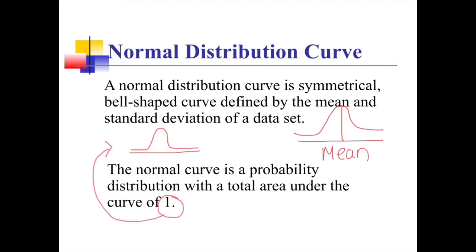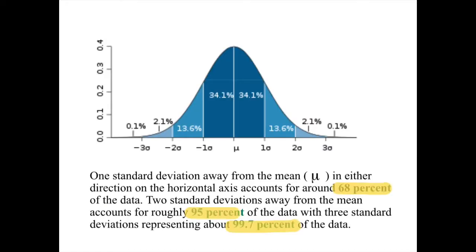So the normal curve is a probability distribution with a total area under the curve of 1. We're going to get used to shading the total area, and the total area is going to relate to the probability. So since this is 1, we multiply it by 100, and how much of the area is shaded? 100%. These are the percentages highlighted that correspond to the area under the curve.